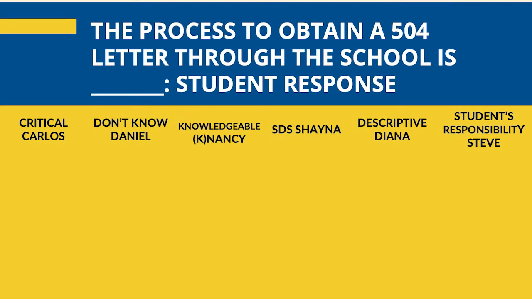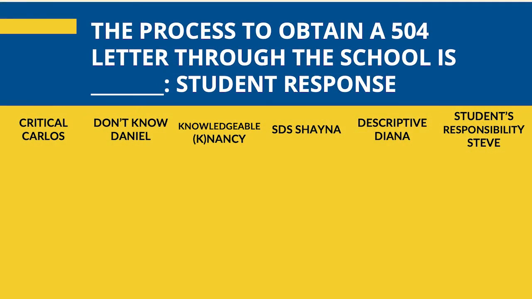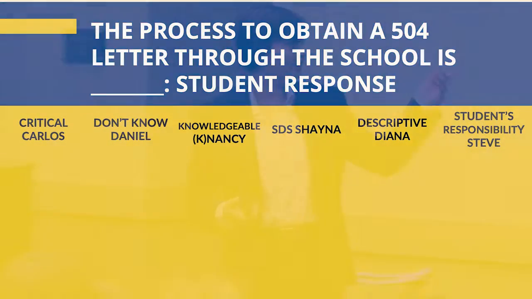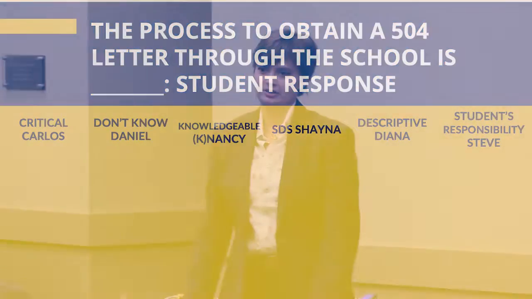Next, Knowledgeable Nancy. Knowledgeable Nancy only had 3 responses coded. They were very accurate, but not many. SDS Shana had also three references coded. One I found interesting was one that said, absolutely no idea. My SDS officer always did it for me. That's interesting to me. Descriptive Diana had five, including, okay, straightforward, and grueling. Student Responsibility Steve had no answers coded.